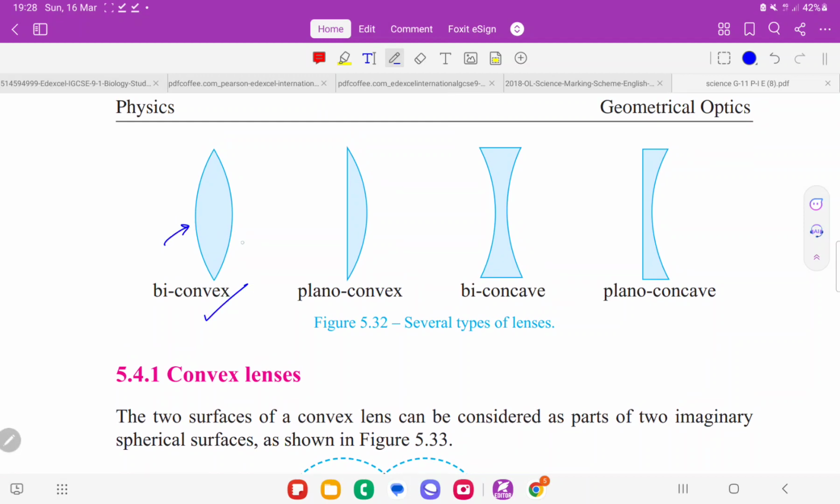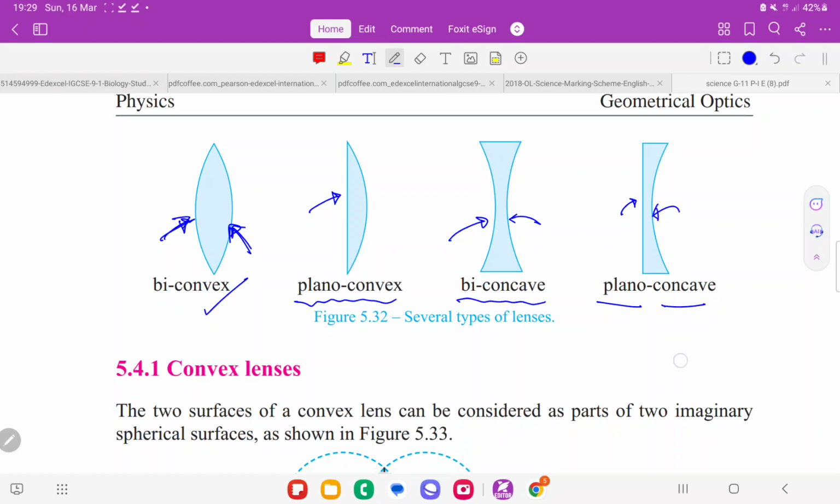Biconvex first, sorry, not biconcave but biconvex, right? All 2 surfaces are convex. And plano-convex: plano-convex means one surface is plane, it's straight, and the other one is convex. And biconcave, 2 surfaces are concave, and also plano-concave, a plane, straight surface and a concave surface.